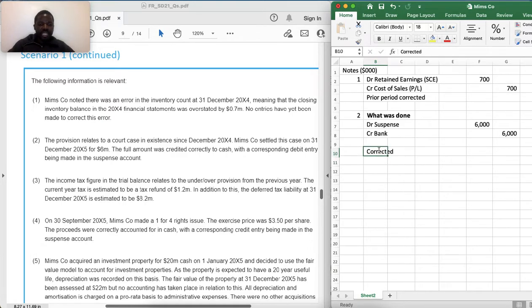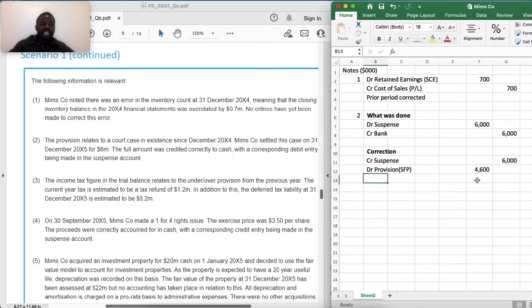How do we correct that entry? So write correction here. We will have to credit the suspense by 6,000. The accountant was supposed to debit provision, because there is an opening provision there in the statement of financial position that we saw in the trial balance for 4,600.